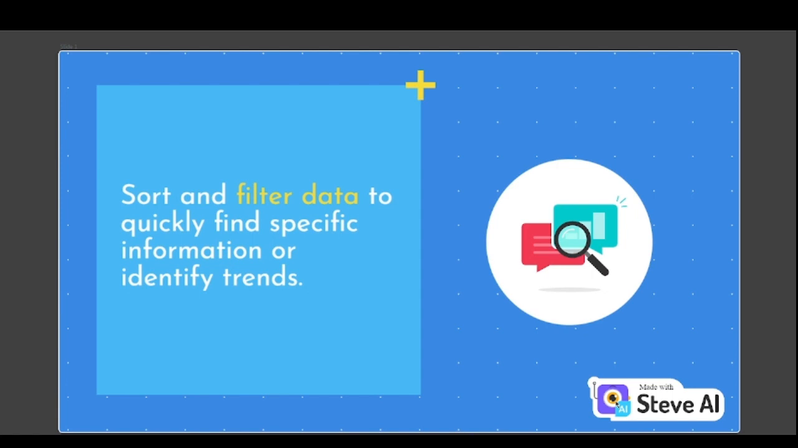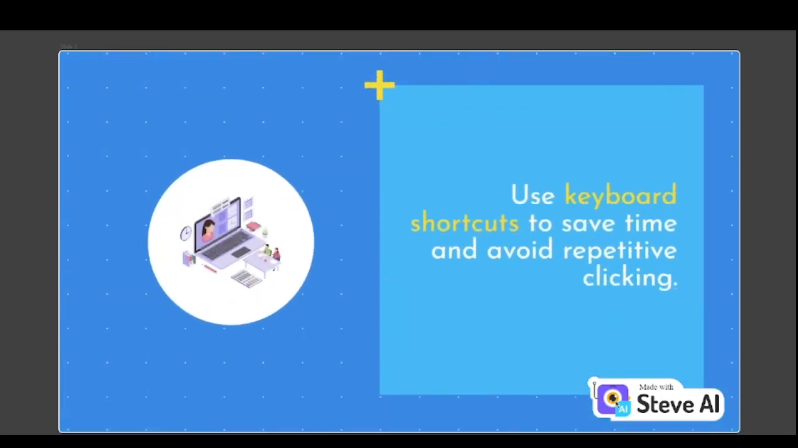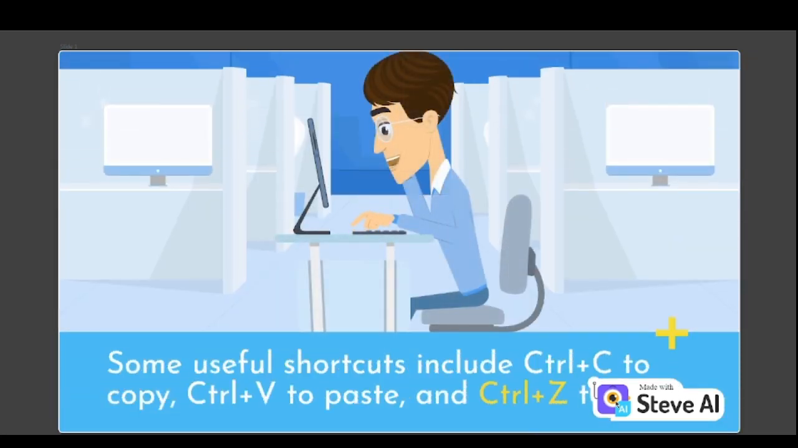Sort and filter data to quickly find specific information or identify trends. You can sort by multiple columns and apply filters to specific ranges of data. Use keyboard shortcuts to save time and avoid repetitive clicking. Some useful shortcuts include Ctrl+C to copy, Ctrl+V to paste, and Ctrl+Z to undo.